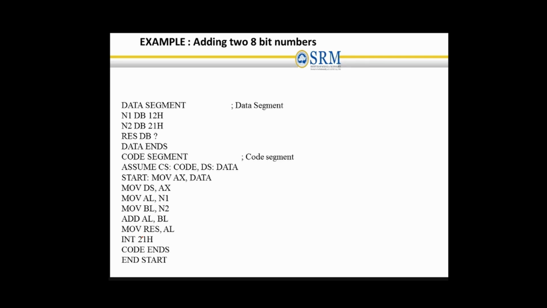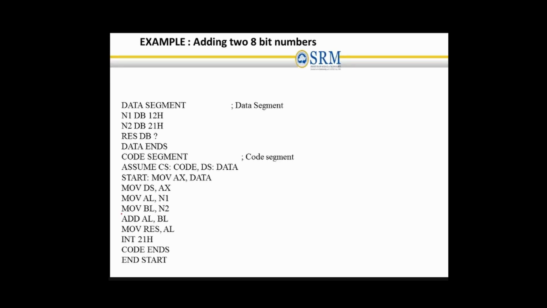Now first we will start with the data segment. The data segment is used to store data. In the code segment, what is the use? The code segment is used to write the code. In this program, we are using only two segments, data segment and code segment.